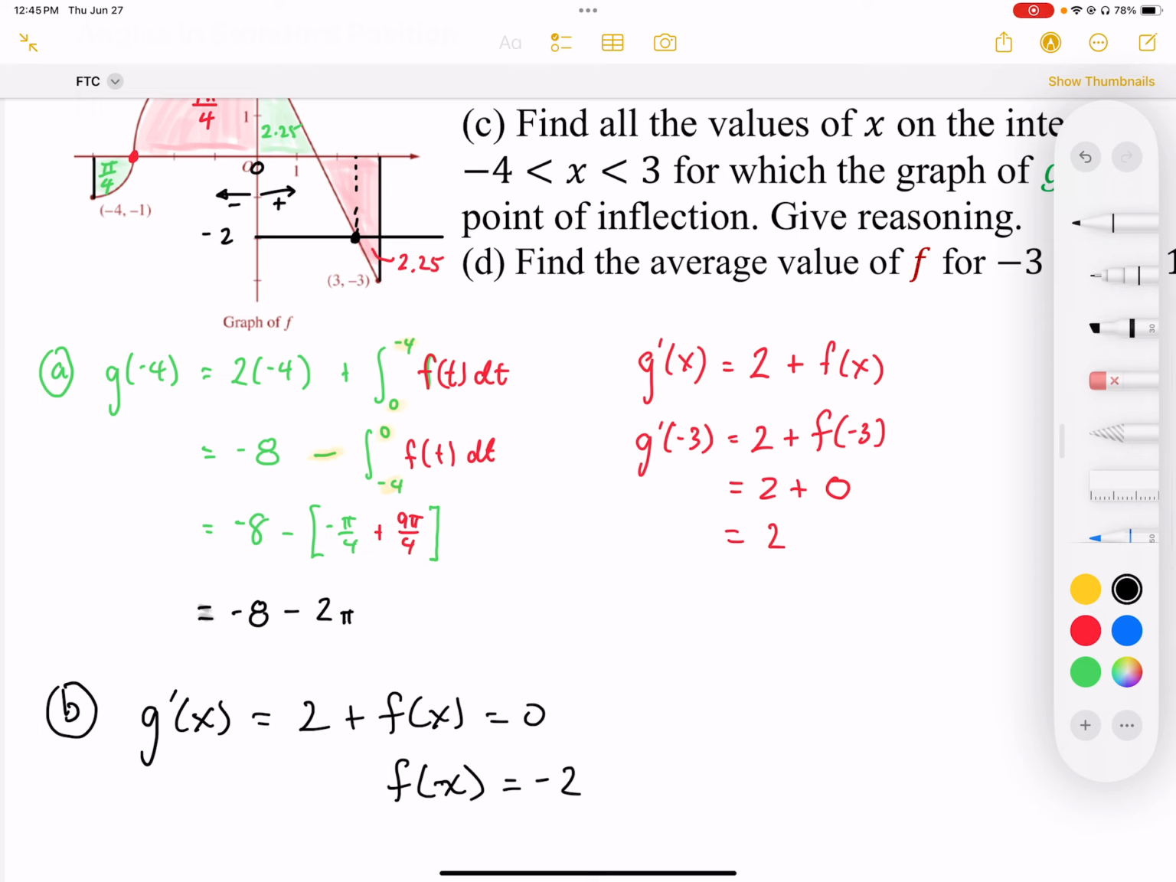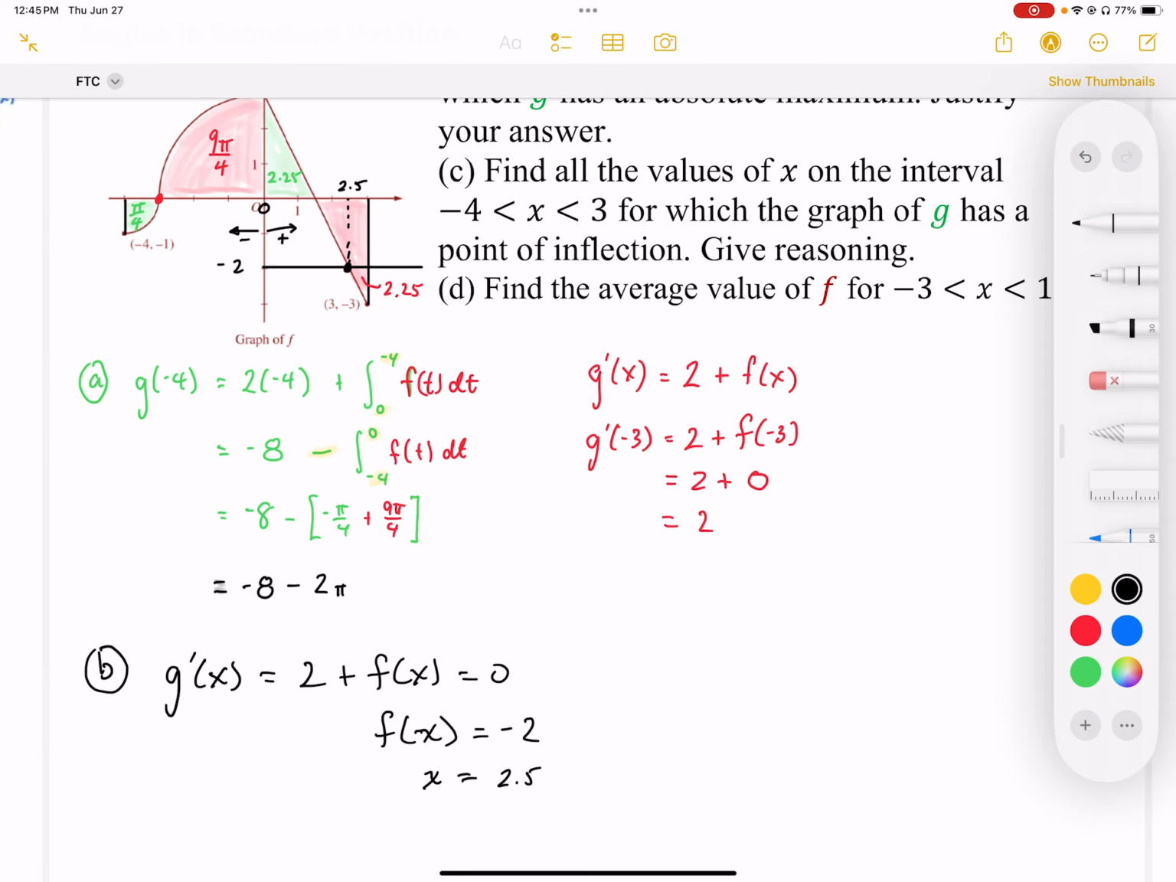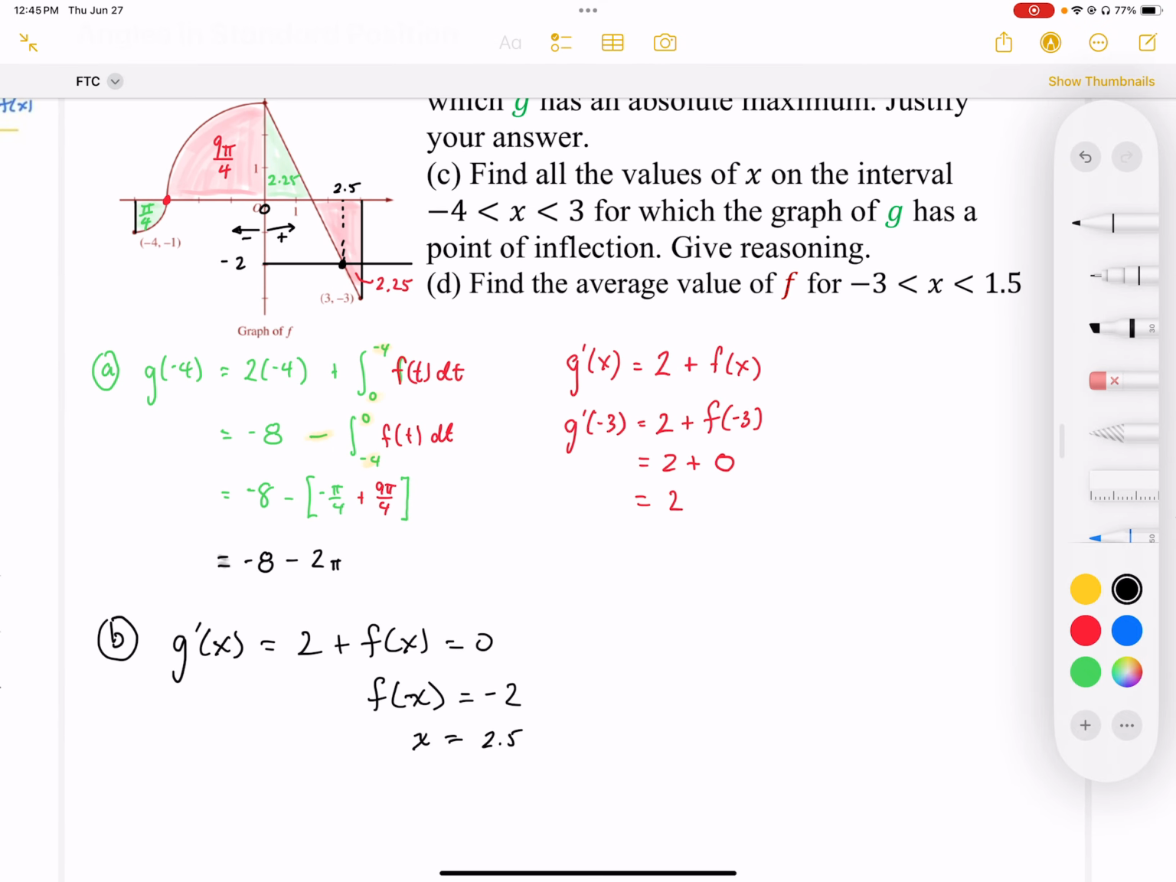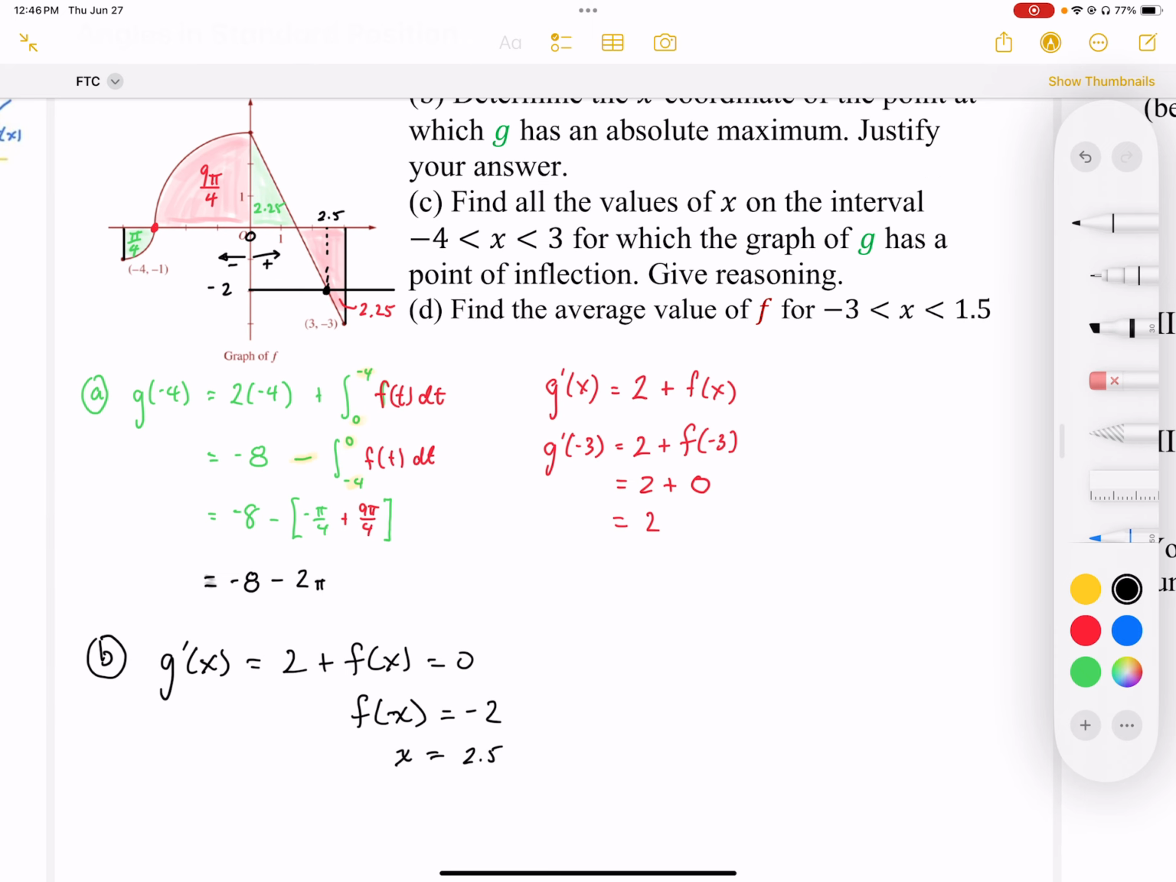F equals negative 2 is going to give me my g prime equal to 0. The x value when the f is negative 2 looks like it's equal to 2.5. Okay, so when I look at my graph here, it's going to be at 2.5. So at x equals 2.5, I have a potential min or max point. And if I take a look at my f graph, that's the only point at which my graph is going to be equal to negative 2. So that's my only critical point that I need to check.